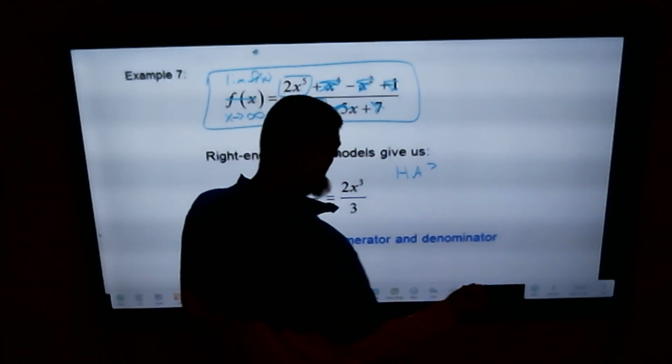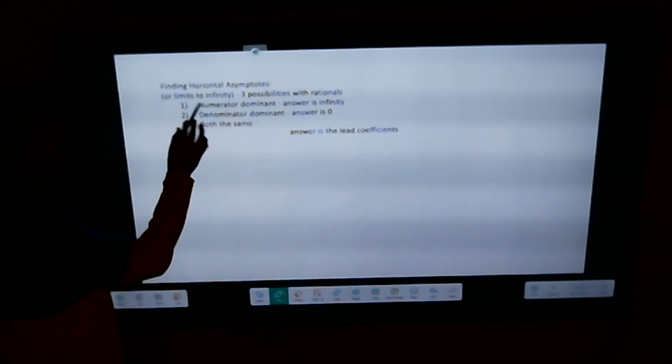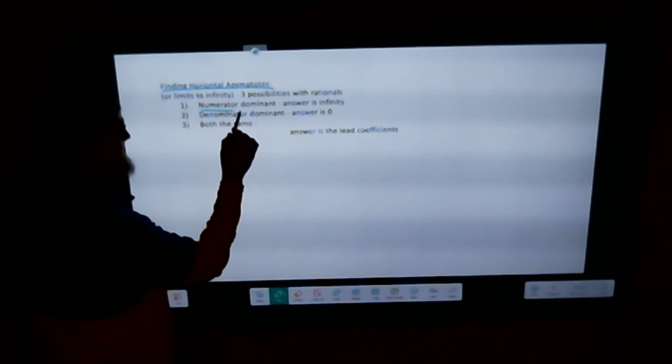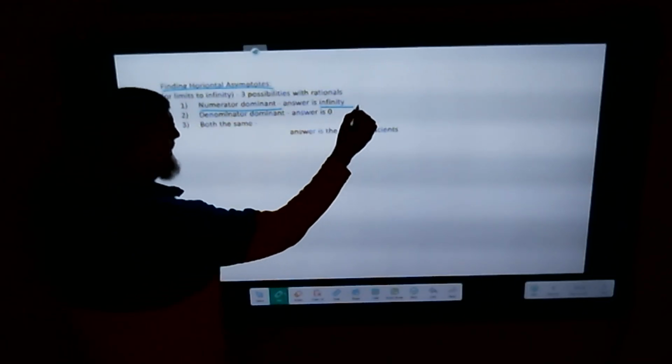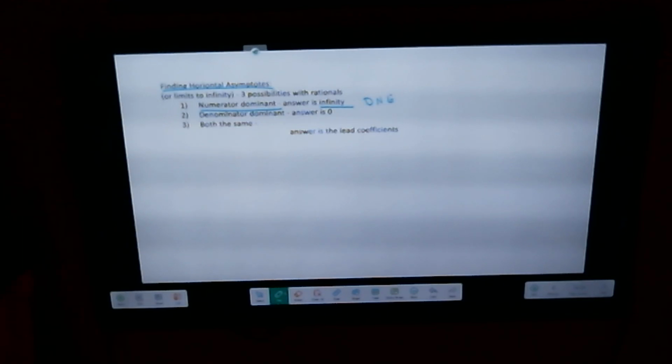Okay, so I think the next slide reviews it. Remember, there's 3 possibilities when finding horizontal asymptotes, limits to infinity. If the numerator is dominant, the answer is infinity, or you could say it does not exist. Think about it: 2x to the third divided by 3 is going to go up forever. It's going to just keep getting bigger and bigger. There's no limit. If the denominator is dominant, the answer is your second guess, 0. If they're both the same, it's just the lead coefficient.